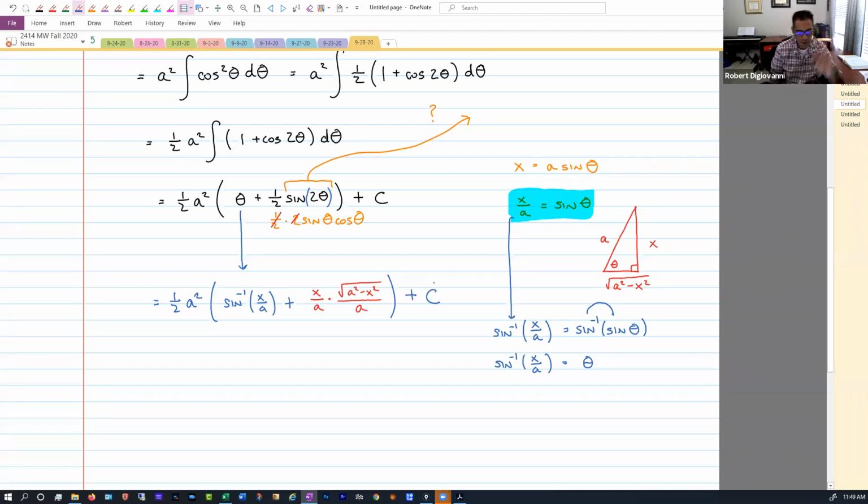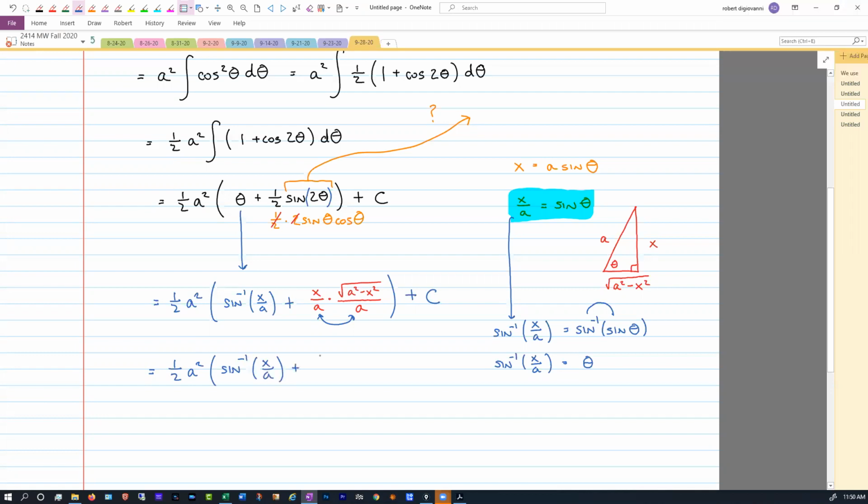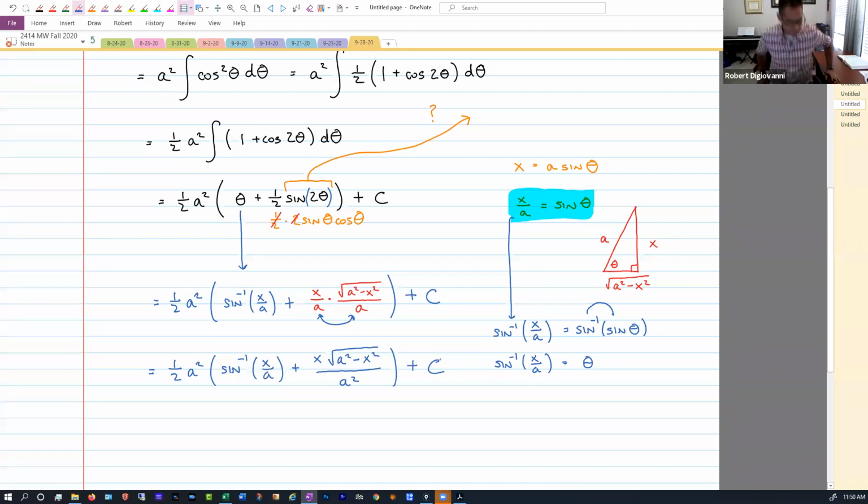We can clean this up a little bit. I could maybe put these a's together, make it an a squared, make that one big thing. And then, you know what? I don't know. No, I'll leave the 1/2 a squared outside. There it is. That's the antiderivative. Check it.